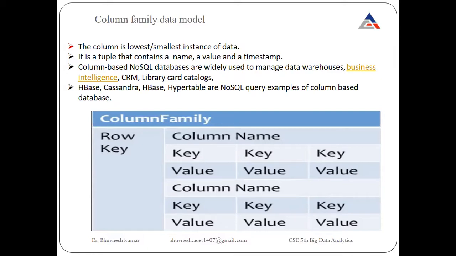In this model, we will store our data in a column manner. We give a name to a column, and in that we store our data in the form of keys and values. Keys and values sit under a column name. That is why it is called a column family. Different columns are created, and in those columns the different keys and values are placed. The software used for column data models are HBase, Cassandra, and Hypertable. These are the databases that are used to store data in the form of the column family concept.